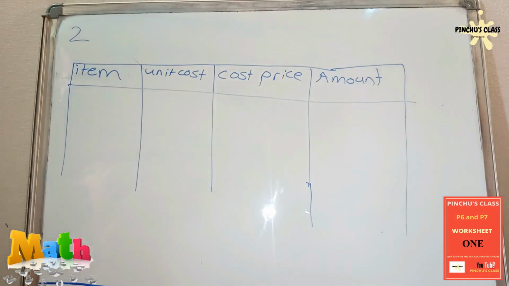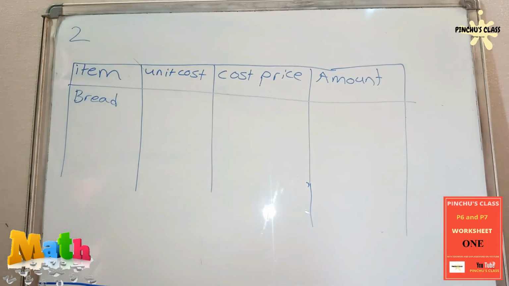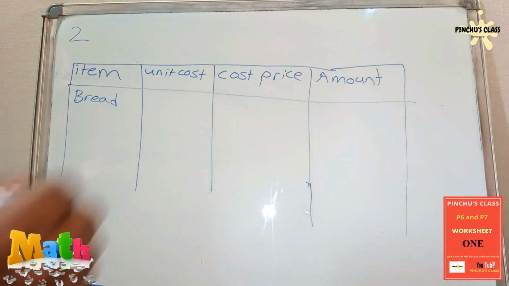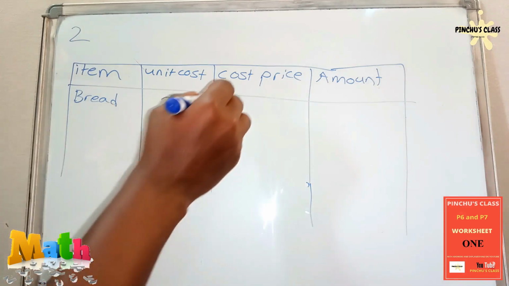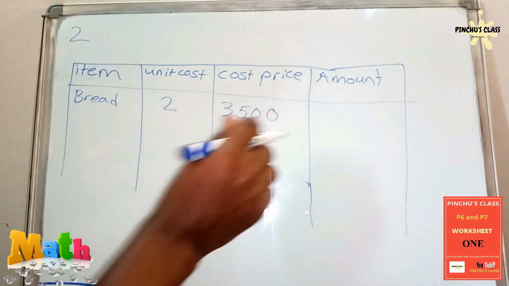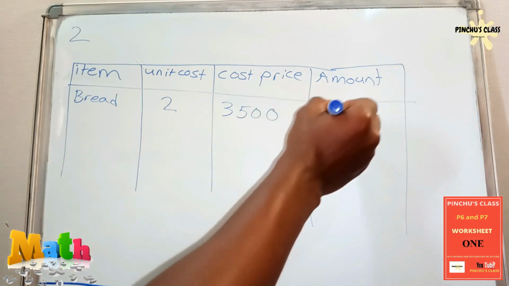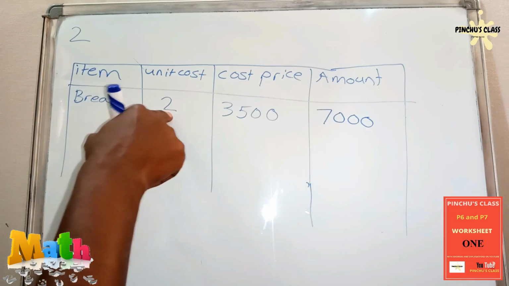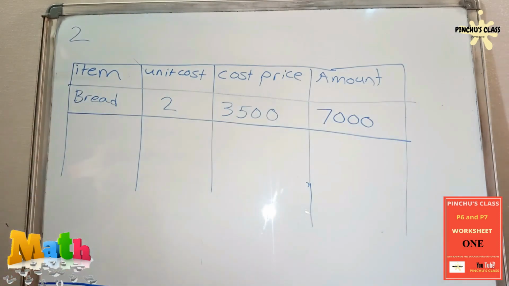So we have the first thing was a bread, and how many loaves of bread did she buy? She bought 2 loaves of bread. And how much does each loaf of bread cost? Each loaf costs 3,500. So therefore, the total for all the loaves of bread he bought is going to be 7,000. How do we get 7,000? 2 times 3,500. And that's one item. Then we have the second item. The second item was rice.